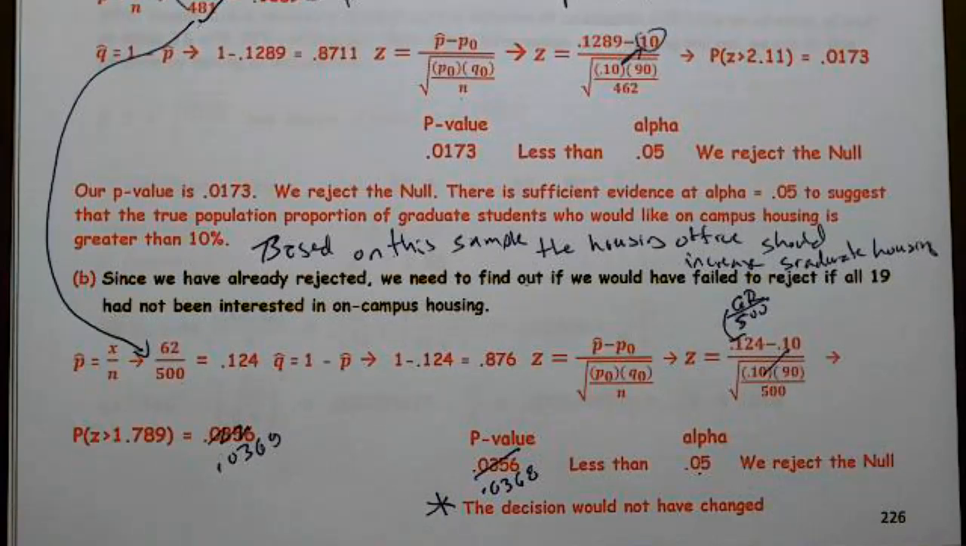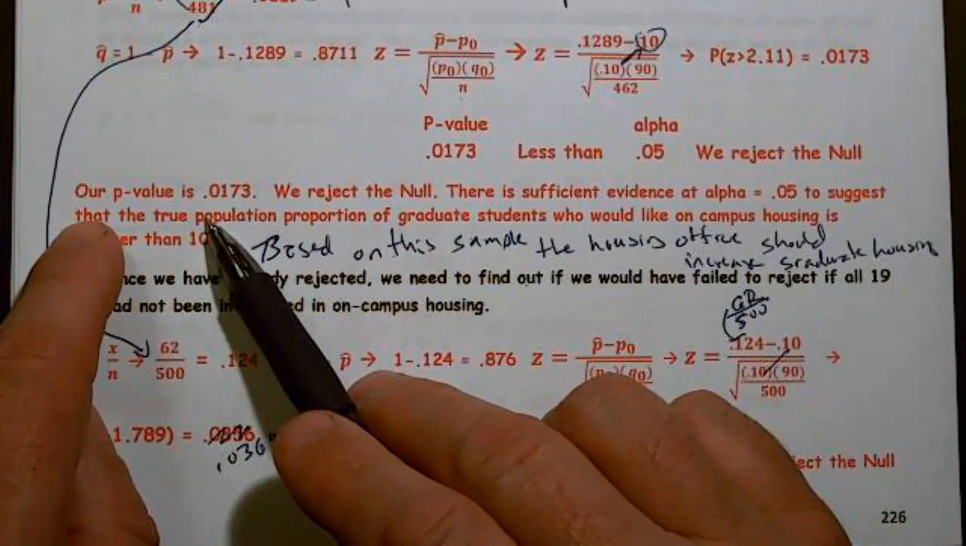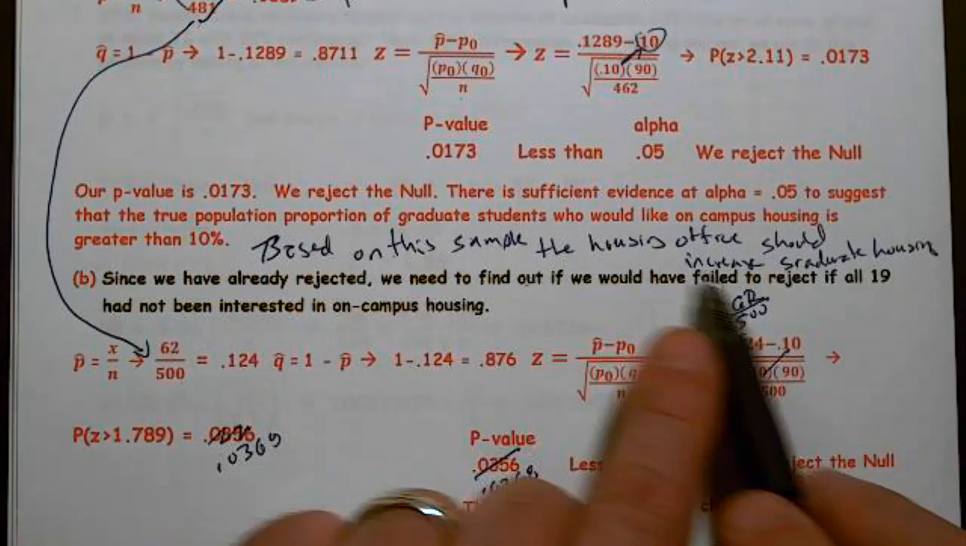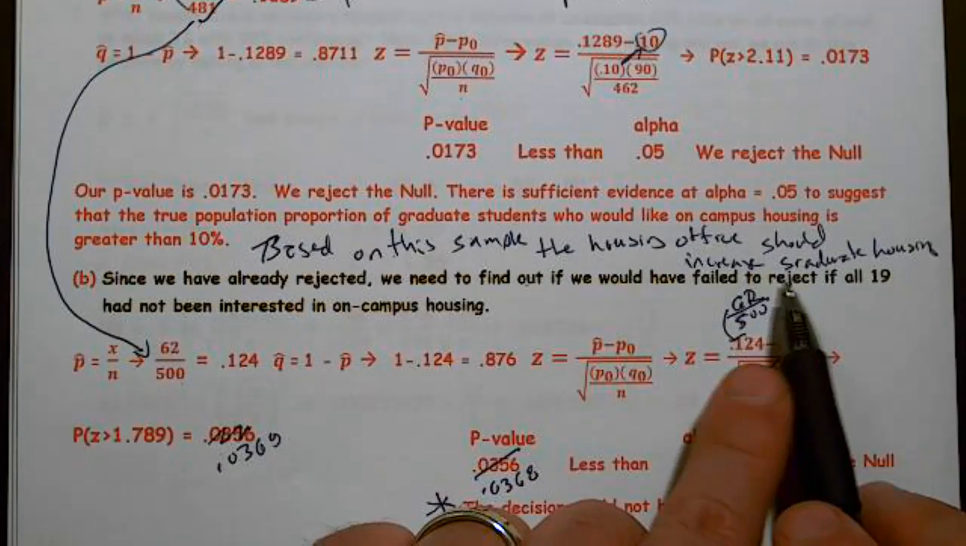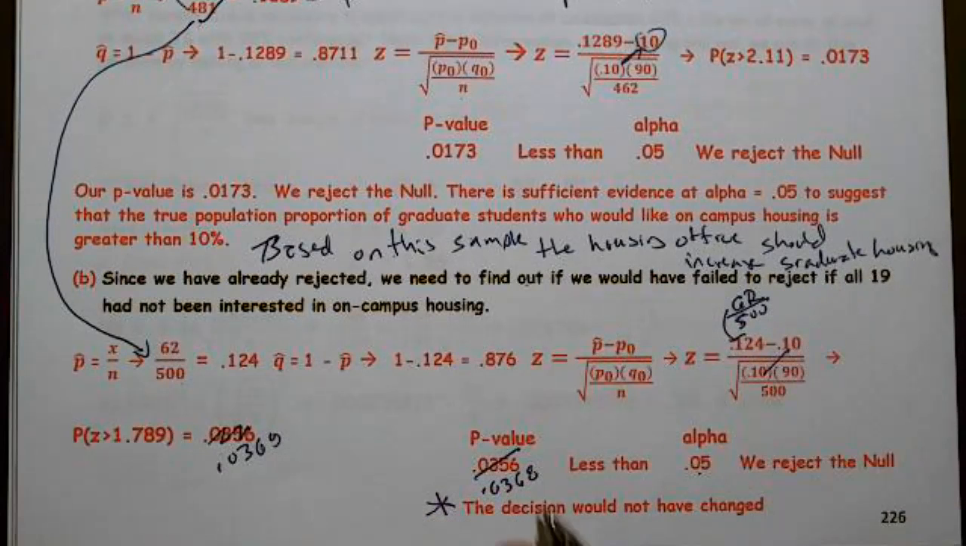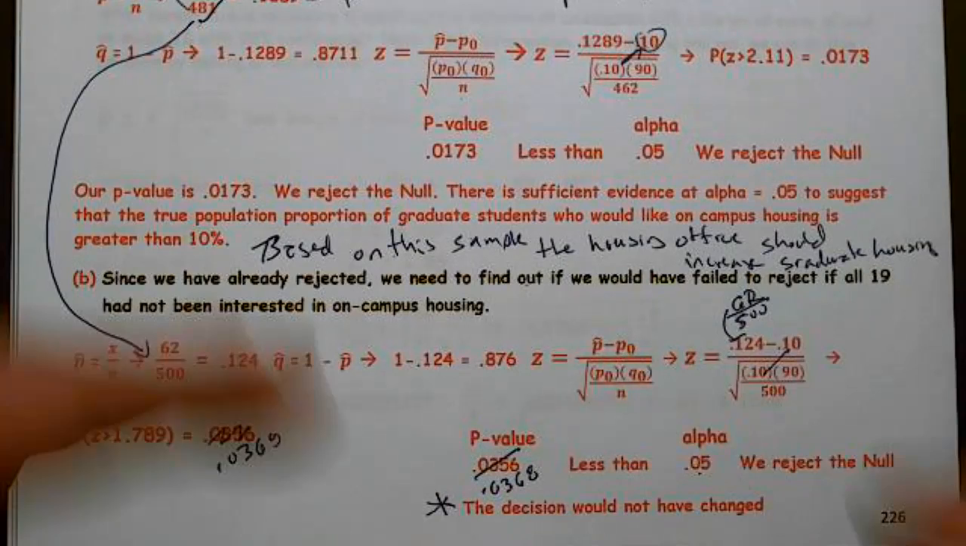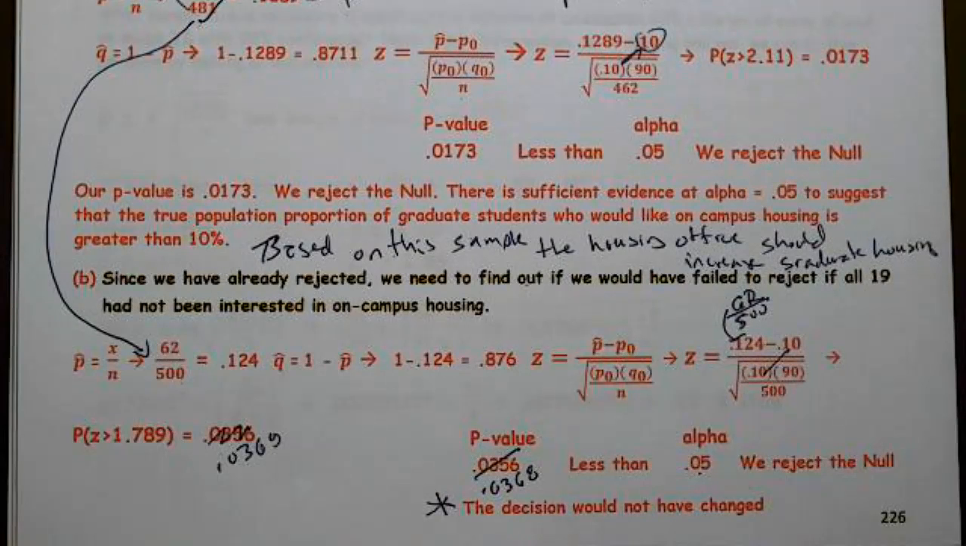You got to make sure that you answer the question. Always, always, always be sure to answer the question. So we wrote the summary up here, and then based on the sample, the housing office should have increased graduate housing. Here we ran the test real quickly, and we answered the question. Make sure that you show that you reject the null. You did not have to write anything more than what we have here.